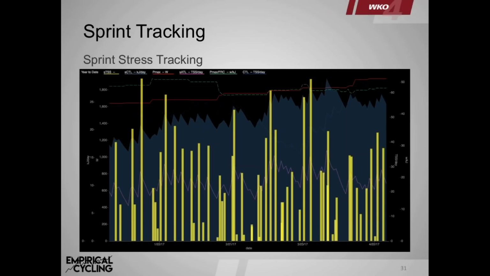Okay, so how do we track sprinting? This is a sprint stress tracking chart that I made. I borrowed a bunch of ideas from the regular PMC. So what we see here in terms of sprint stress, the yellow bars here, STSS, sprint TSS, this is the kilojoules that you burn in eye levels 7 and 7A. So Pmax and Pmax/FRC per day.